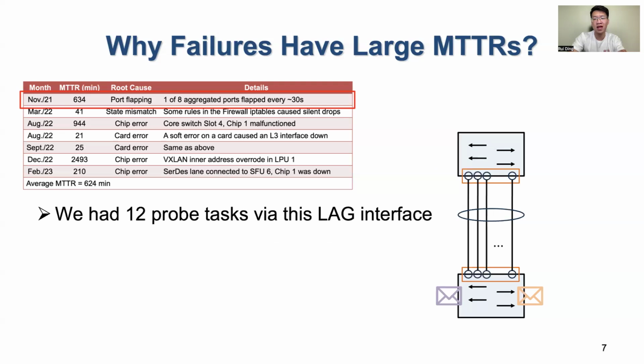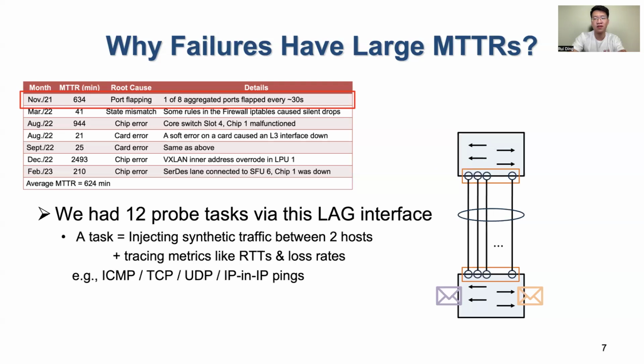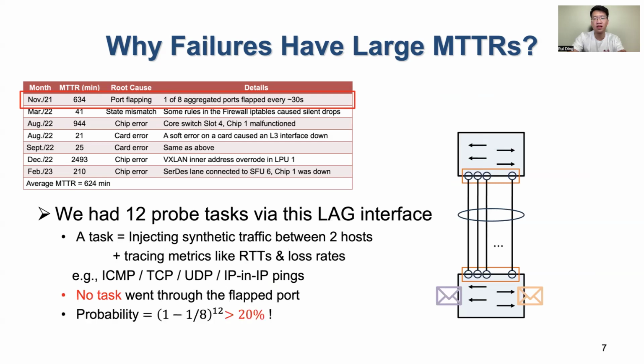We had 12 probe tasks via this LAG interface, where each task injected synthetic traffic between hosts and traced metrics like round-trip times and loss rates. Each task could exercise one of the many types of pings and so on. However, none of them went through the flapping port. A quick calculation showed that this could happen with more than 20% probability, which was not rare. Thus, we covered these layer 3 interfaces, but not all of the layer 2 ports.